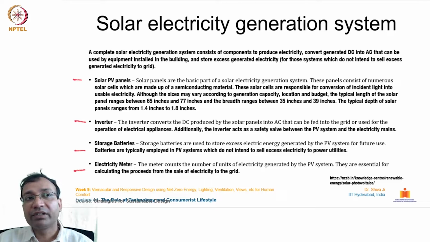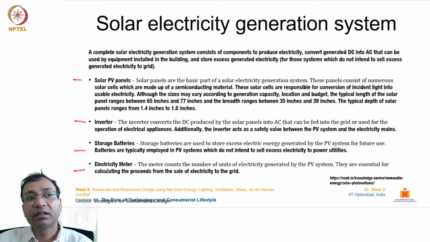Further, solar energy electricity generation system. A complete solar electricity generation system consists of components to produce electricity, convert generated DC into AC that can be used by equipment installed in the building, and store excess generated electricity for those systems which do not intend to sell excess generated electricity to the grid. So what are these components?